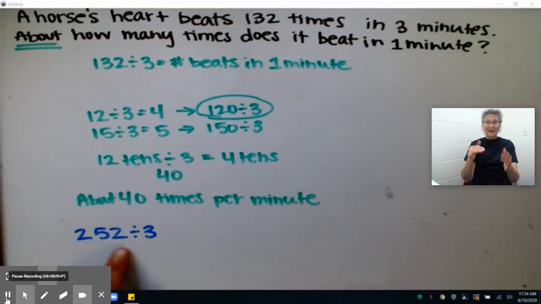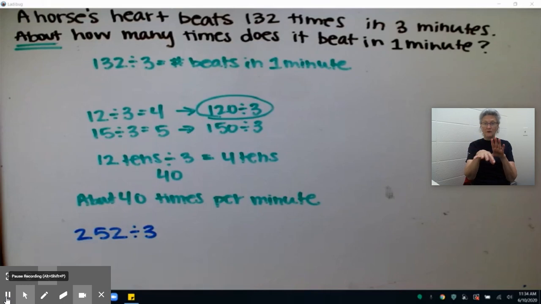Now try 252 divided by 3. You're going to find the two basic facts that are close to 252 that are divisible by 3, and you're going to find your estimated quotient for both of those basic facts as well.